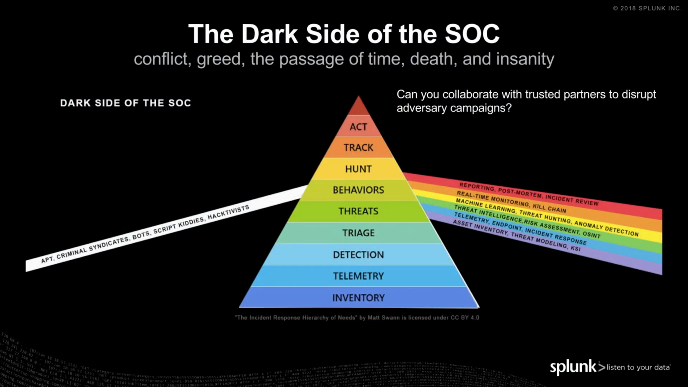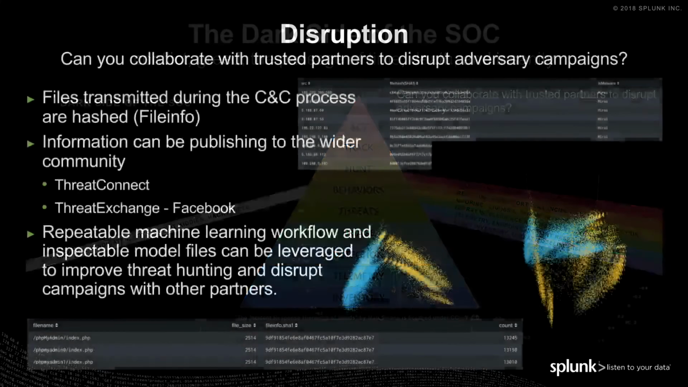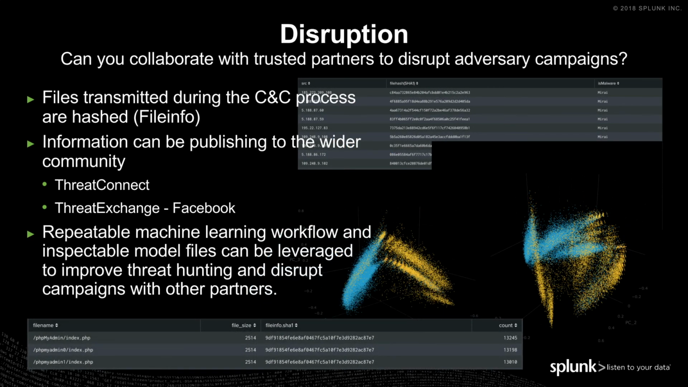So collaboration, right? This is the last step on your security journey. And this is really about disruption, right? Just because you're secure doesn't mean everyone else is secure. And so if you can collaborate with trusted partners to disrupt a cyber campaign, that makes everyone else safer. And so the ability to take information from Splunk or from any system and push that back to the community is really important. There's a number of open source projects out there that are free and paid, right?